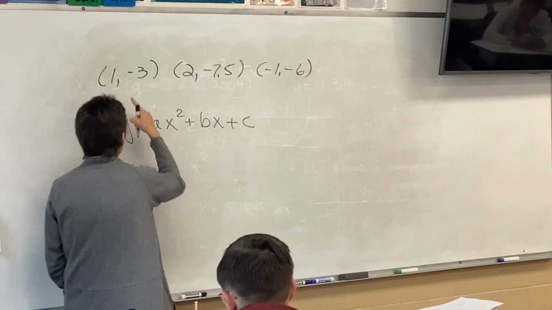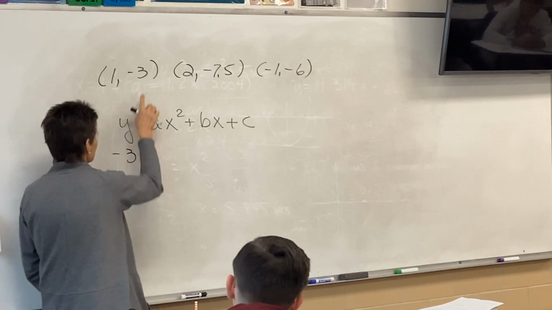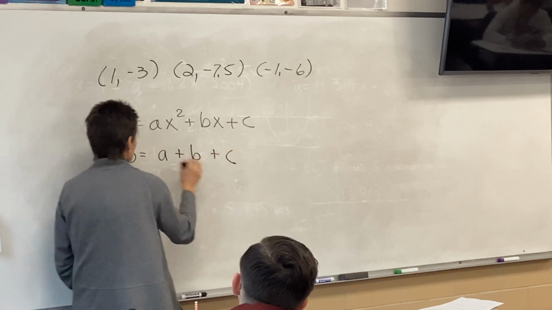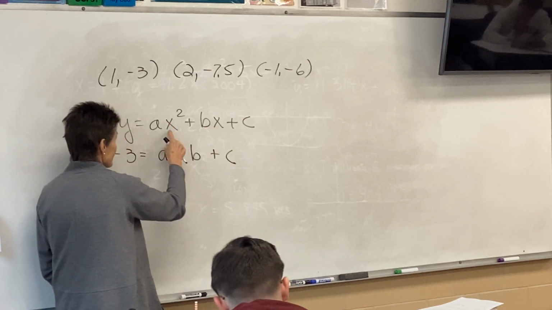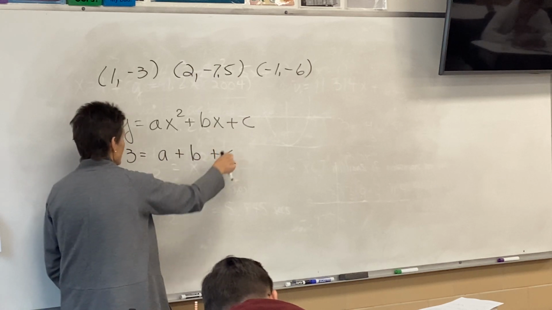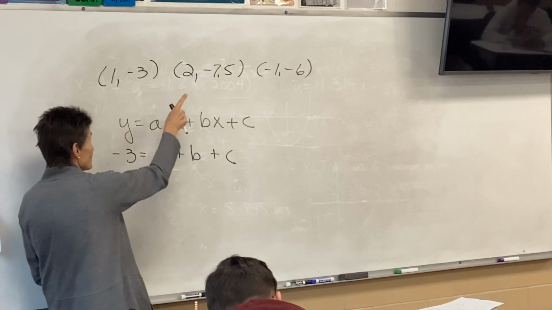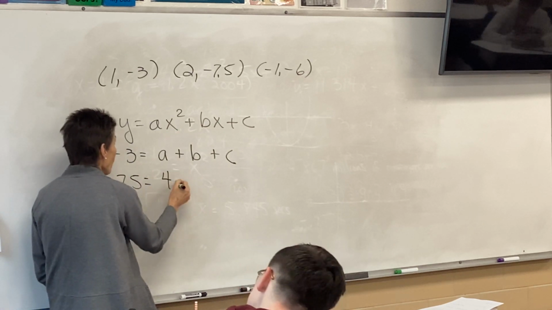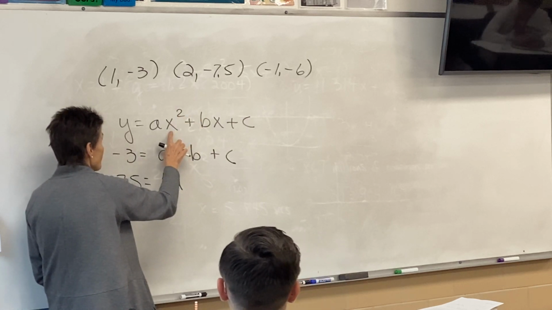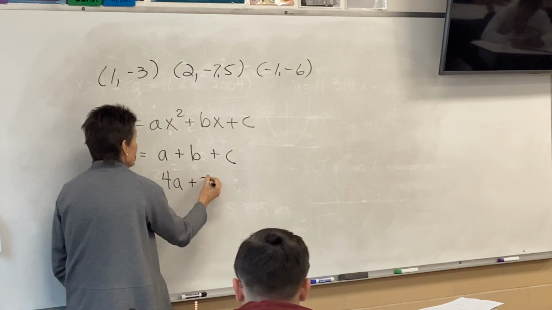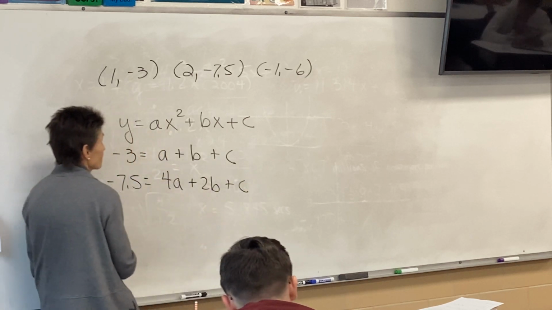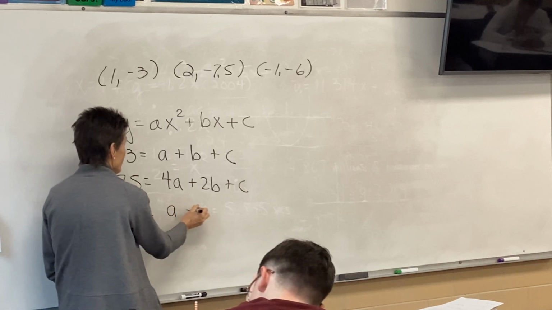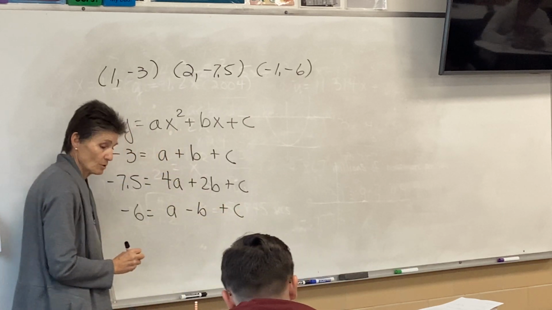So I know that if y is -3, x is 1. So I'm going to put 1s in for my x's. 1 squared is 1, 1. Okay, so there's the first equation. I do the same thing. -7.5. That will be 4a, because now I'm putting in 2. So 4a plus 2b plus c. And now I'll put in -1. So another a minus b plus c. What do you think? Those equations look okay?